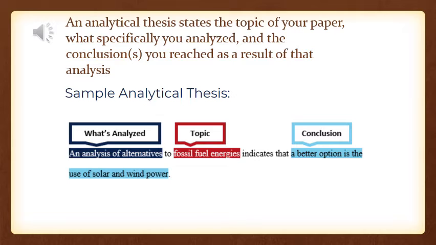A sample, shown on the screen, takes our topic in red, fossil fuel energies, and what we analyzed in dark blue, an analysis of alternatives, paired with our conclusion in light blue, that a better option is the use of solar and wind power. When put together, the thesis is: an analysis of alternatives to fossil fuel energies indicates that a better option is the use of solar and wind power.